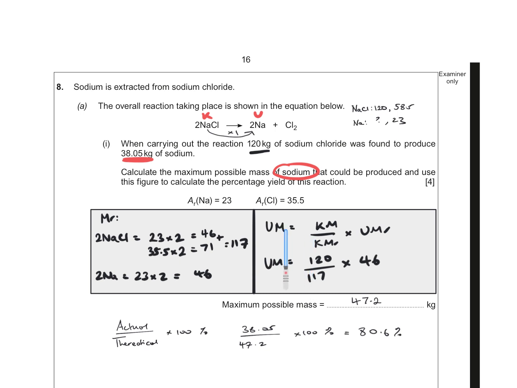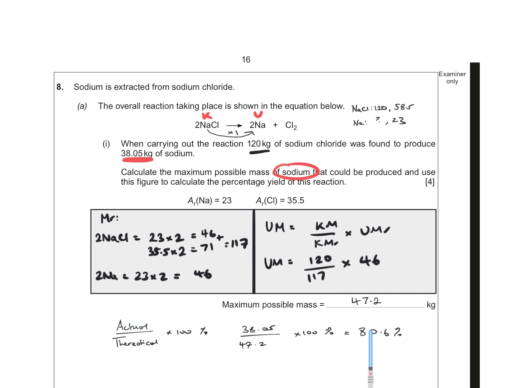So first of all, there's my reacting mass equation. Unknown mass equals known mass over known Mr times unknown Mr. I've calculated the Mrs. Remember with this is the one where we include the big numbers in front. So my Mr of 2NaCl is 117, and my Mr of 2Na is 46. So I'm going to do 120, which is my known mass, divided by my known Mr, which is 117, times 46, which is my unknown Mr, and that gives me 47.2.